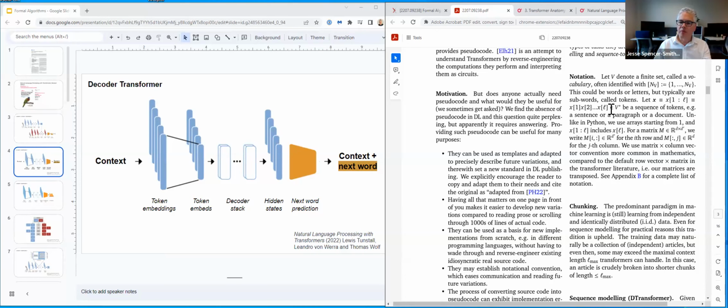This means that X is an element of V star, the superset of all the possible sequences. This is all things that have been written of a certain length, up to say 1,000 tokens. Everything that has been written and could be written. That's V star. And so what you're saying here is that this X is going to be somewhere in there.